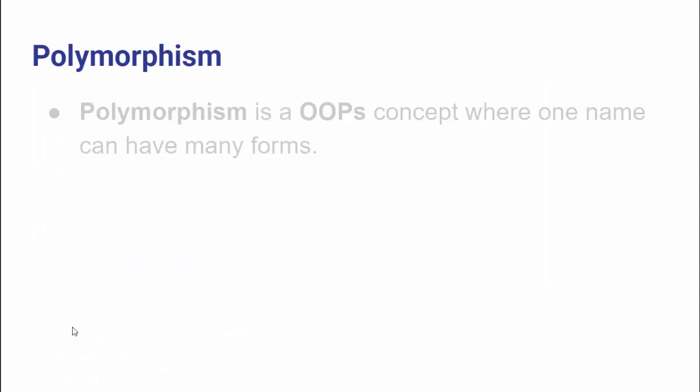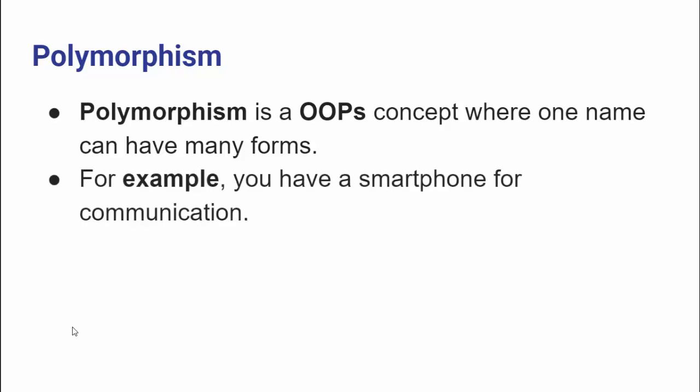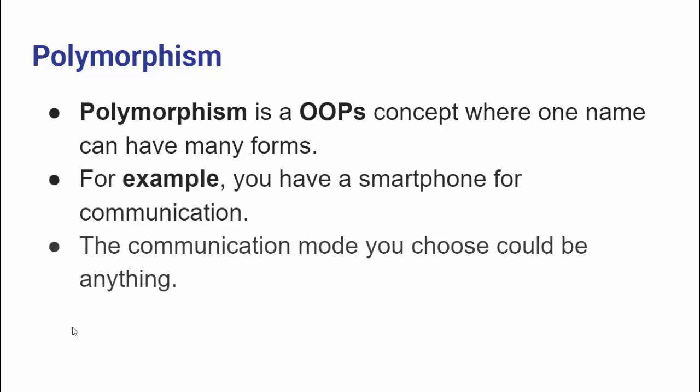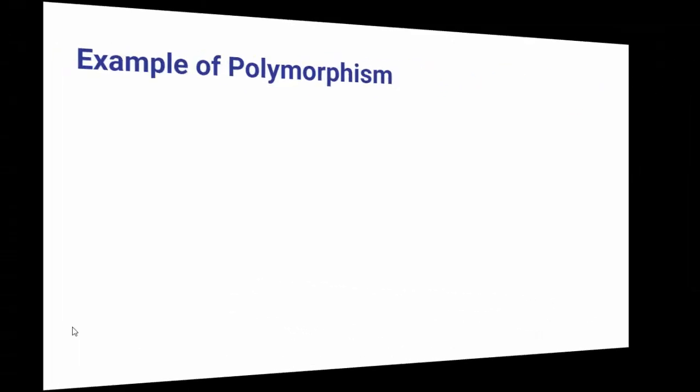Now let's talk about polymorphism. Polymorphism is an OOP concept where one name can have many forms. Actually, poly means many, morph means forms. For example, you have a smartphone for communication. The communication mode you choose could be anything. It can be a call, a text message, a picture message, mail, etc. Now let's take an example of polymorphism.